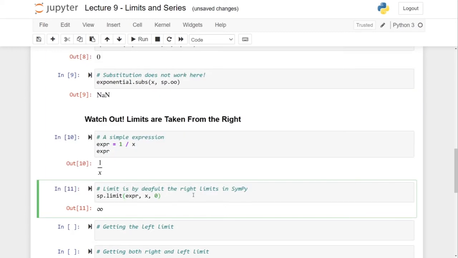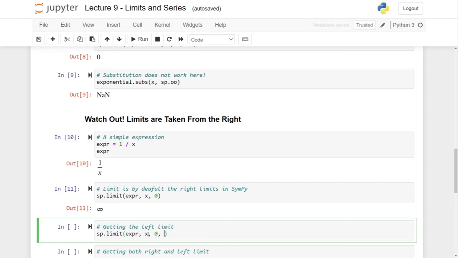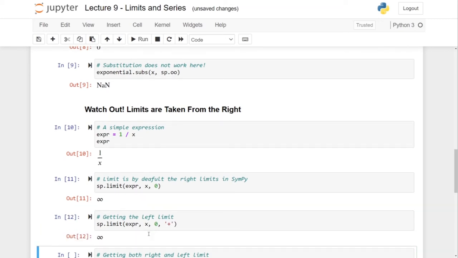However, you can also do this from the left. So what you do is just to take your usual limit and then take your expression x to the point 0, but then you specify a fourth argument, and this is a string where you just can specify plus or minus. So if you take minus, then you take the left limit. If you take plus, which is the default, then you get the right limit. Plus gives us plus infinity, as before. If I take minus here, this gives us minus infinity. If I let x tend towards 0 from the left side, meaning from negative numbers, then I'll get minus infinity for the function 1 over x.